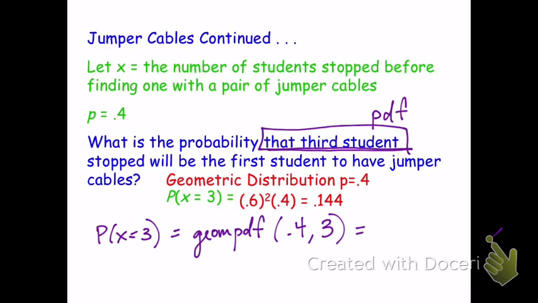And anytime you see the word first, which is going to show up in almost every single geometric problem, that's going to be a big indicator that you're doing geometric and not binomial. So when you type that in, you should get 0.144. Do we have to write it out like that? Yes, this is what I would be looking for.